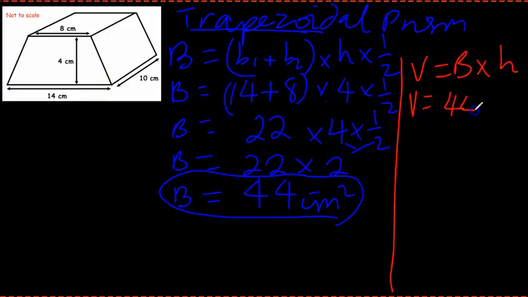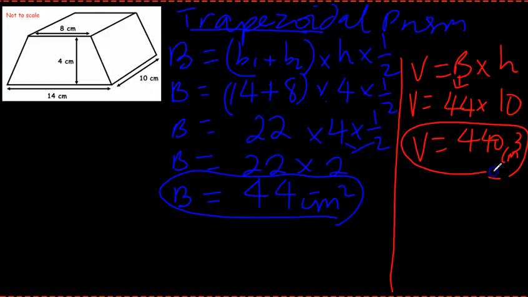So the base area is 44. Replace it with that times the height, which is 10. So the volume will be 440, and it's cubic centimeters. All right. Very good. So I think the volume should be easier. You should find it easier than the surface area because all you need is one base area. You don't need to do anything with lateral faces.